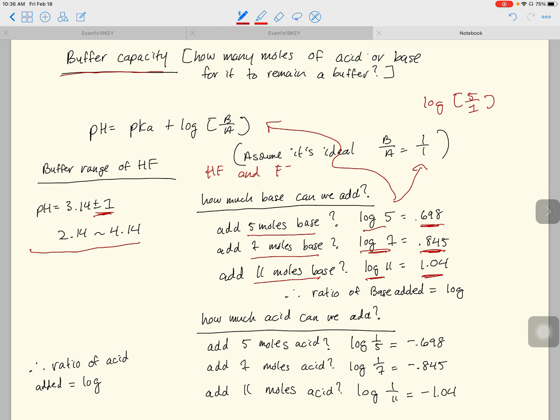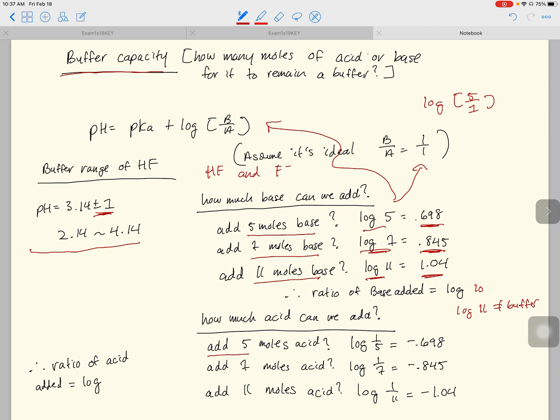And so what I want to say for this general overview is whenever they ask you, is it still a buffer, make sure the ratio of base added is at most log of 10. If it's greater than 10, like log of 11, it cannot be a buffer. And likewise, they could also ask you whether it's still a buffer depending on how much acid we add. So we're going to do another example.